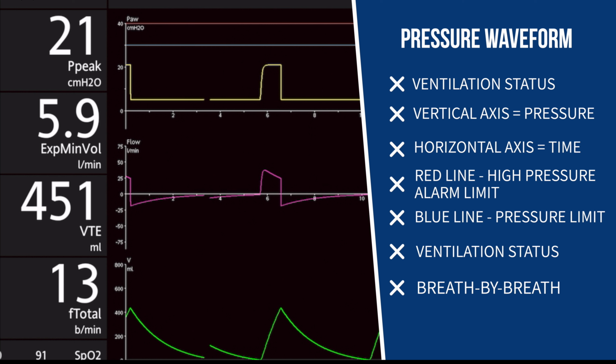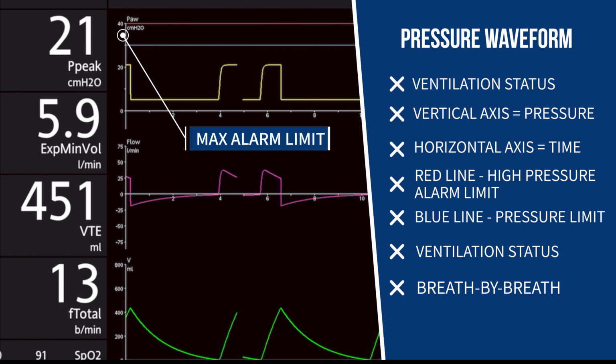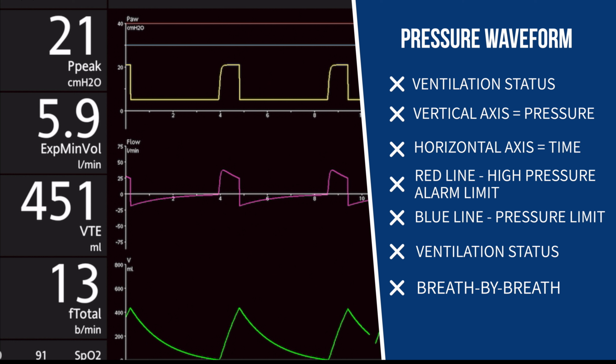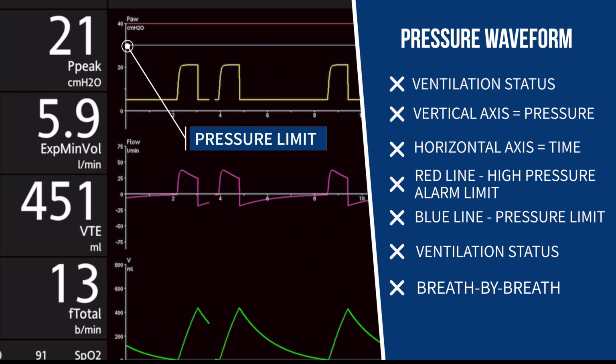Working from top to bottom, the red line at the top, labeled PAW, conveys you are viewing the pressure waveform and echoes the maximum pressure alarm limit. The T1 prioritizes safety on an enduring basis. To that end, the blue line represents the P limit or pressure limit.